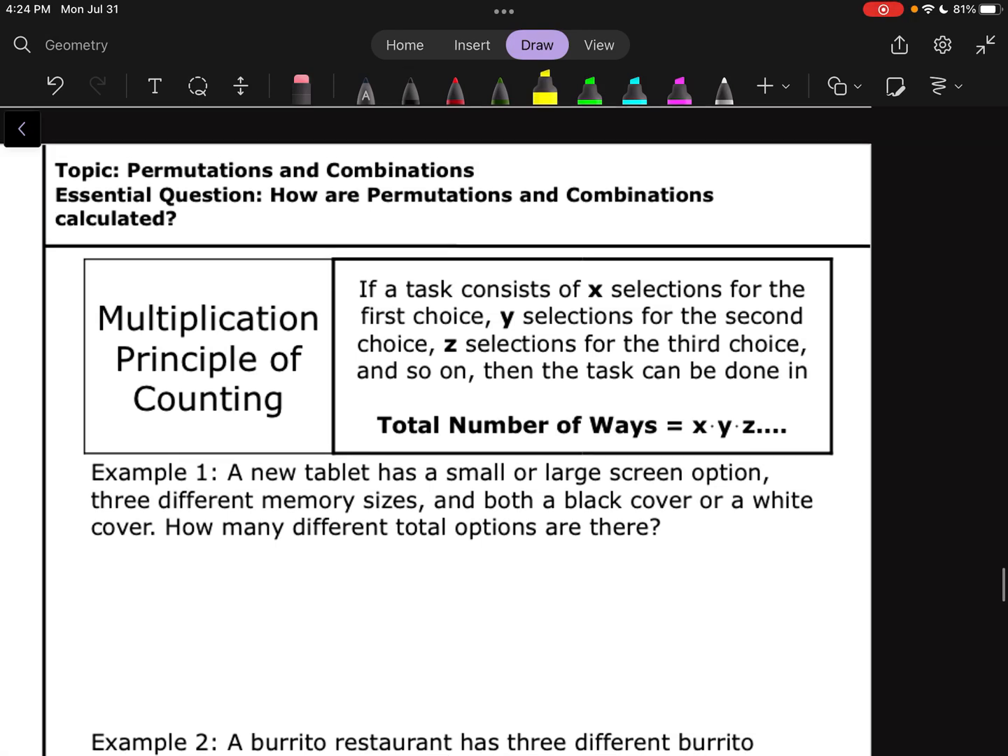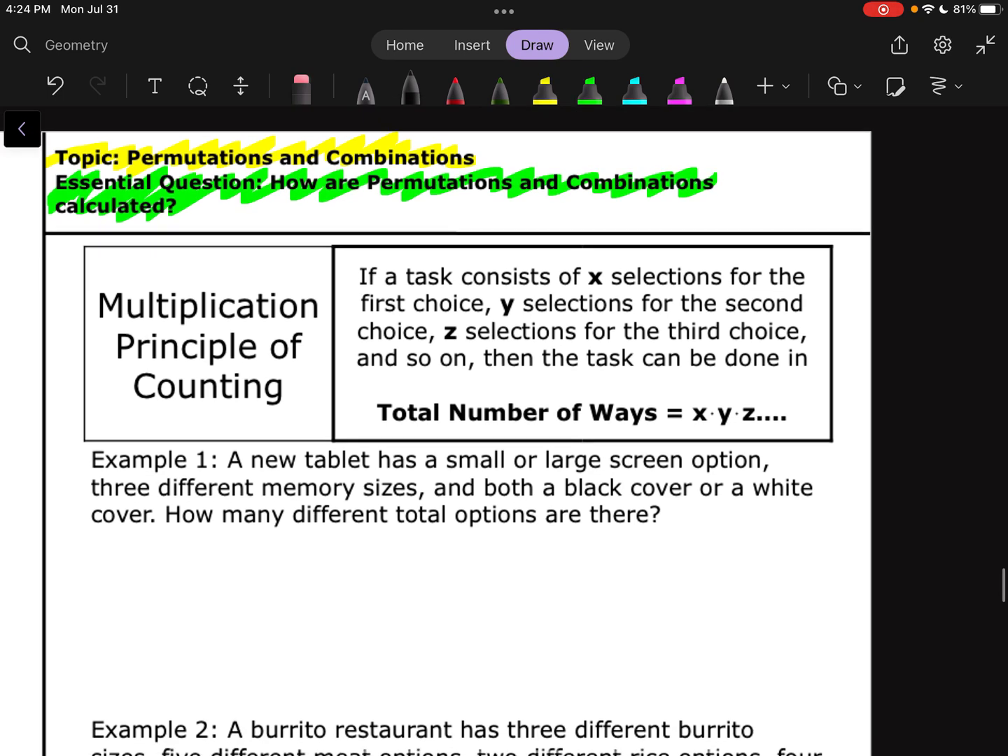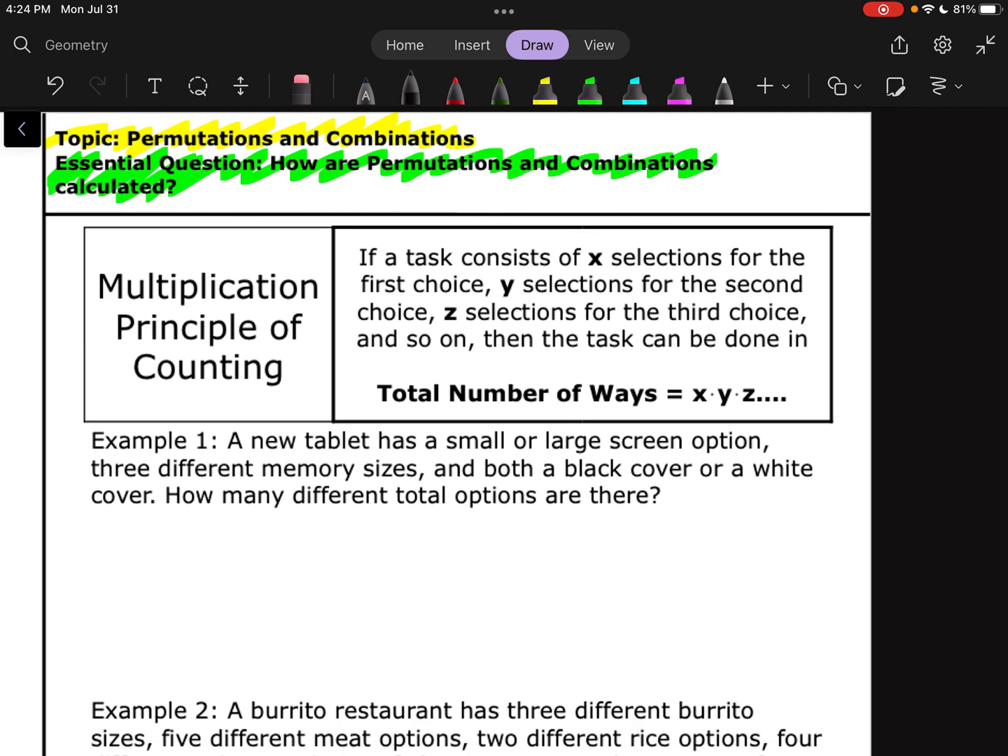Okay. Topic for this video is going to be permutations and combinations. What we're going to be mainly looking at here is just how to calculate these things. How are permutations and combinations calculated? Now, to get things started, we have to start thinking about how many different ways we can do things, because that's kind of what a permutation and combination is.